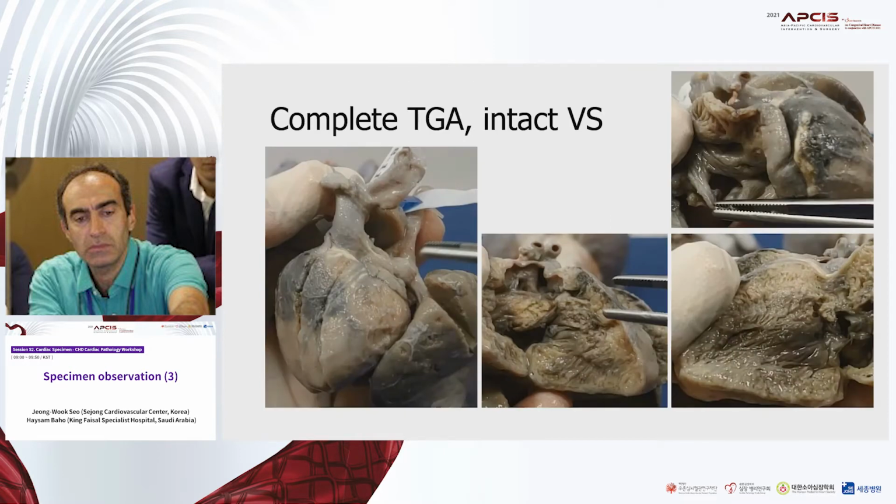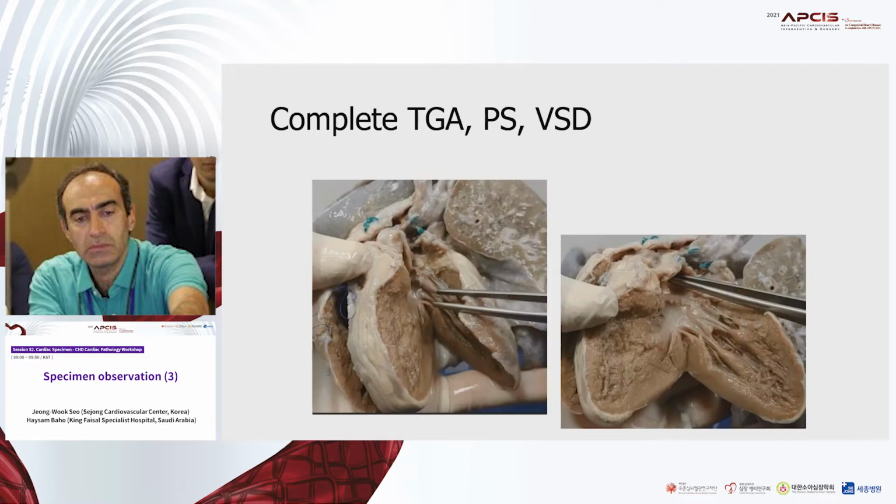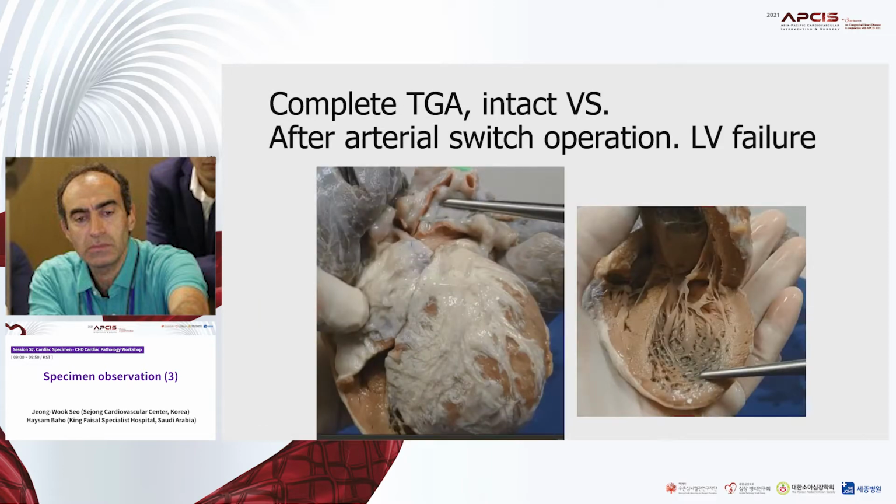Next we will see a complete transposition of the great arteries with an intact ventricular septum. Next, a complete transposition of the great arteries with pulmonary stenosis and a ventricular septal defect. Next, we will see a complete TGA with an intact ventricular septum after the arterial switch operation with LV failure.